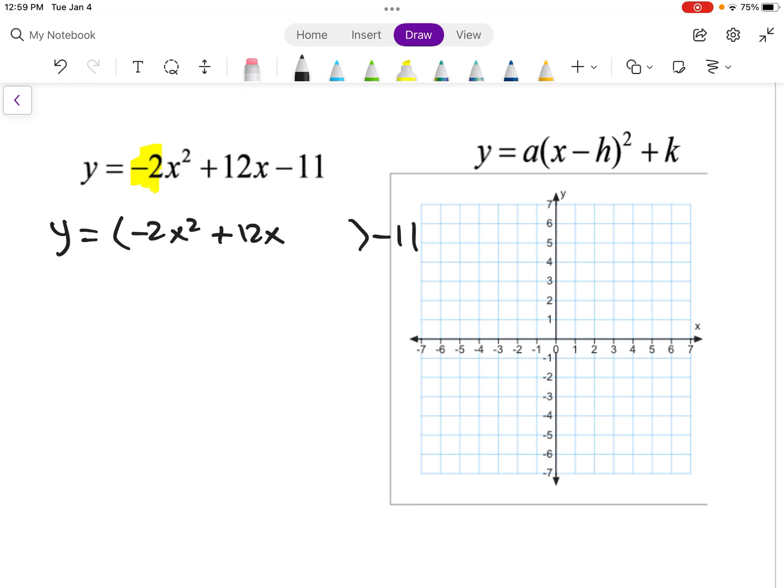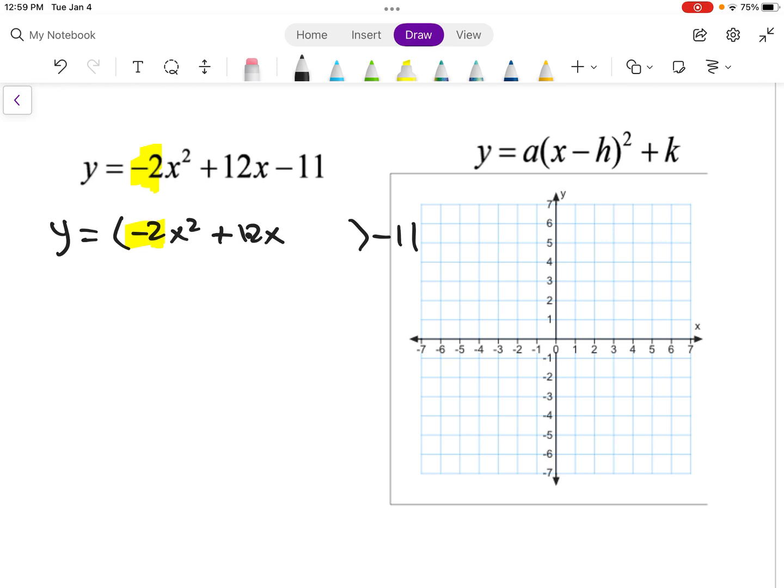Still have the minus 11 out there. Now be really careful. I can't go any further until I get rid of that negative 2 that's out in front. So this is a new step. I've got to take that negative 2 and factor it out. Now notice how negative 2 goes into both of them.